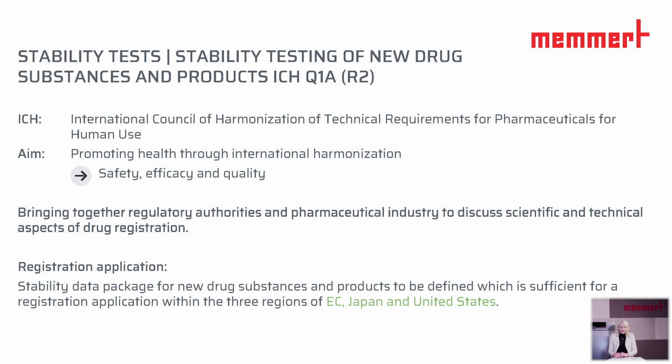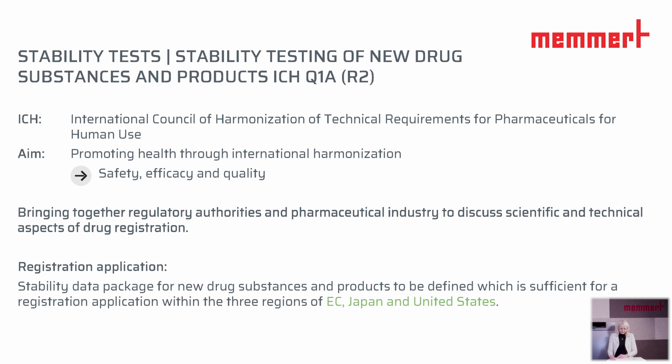ICH. This is an abbreviation, and that is the International Council for Harmonisation of Technical Requirements for Pharmaceuticals for Human Use. This is a global initiative, and the organization has about 17 members and 32 observers. It wants to bring together regulatory authorities and the pharmaceutical industry to discuss scientific and technical aspects of pharmaceuticals.